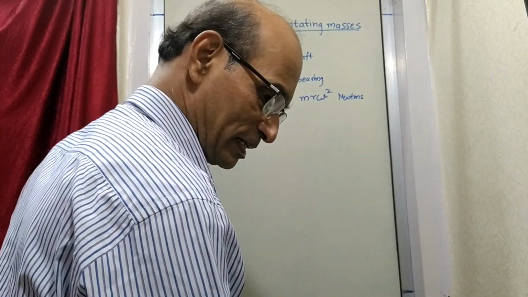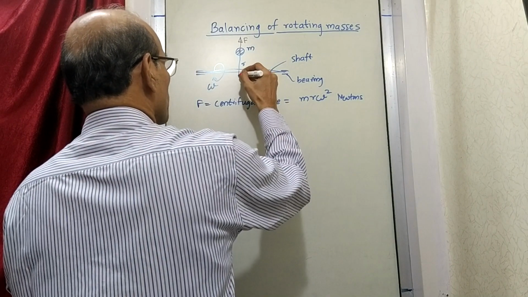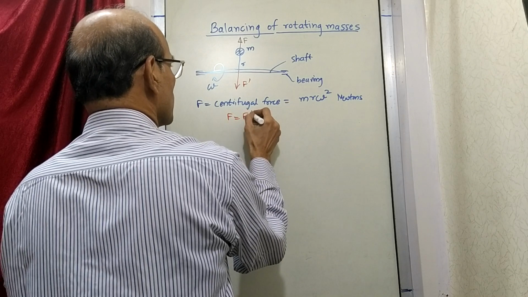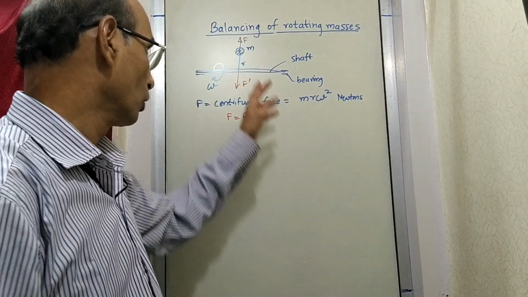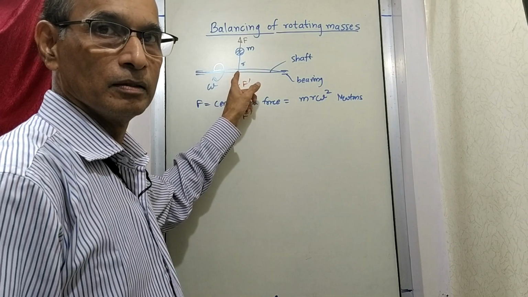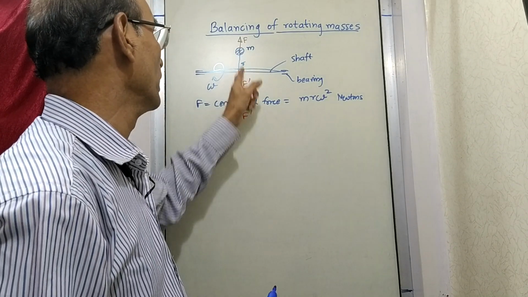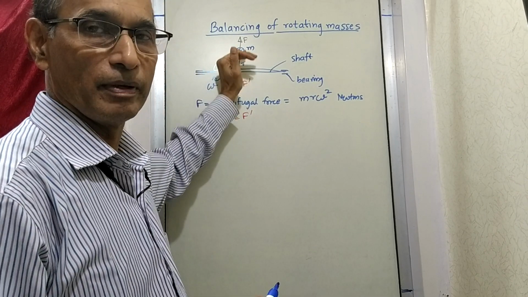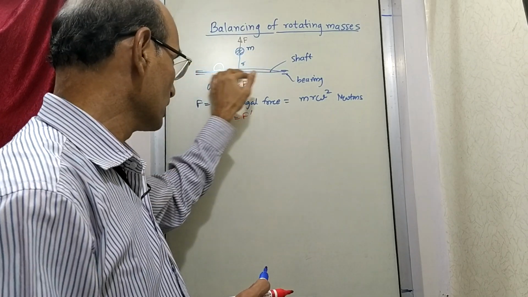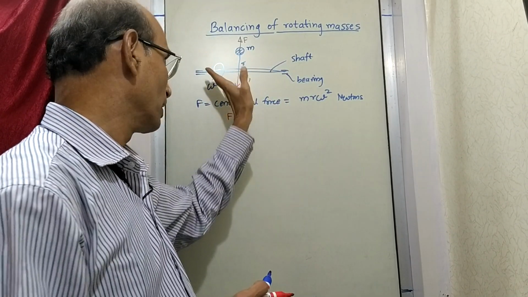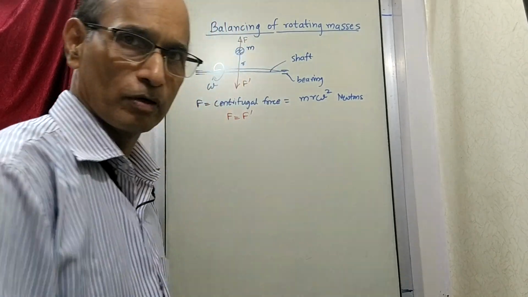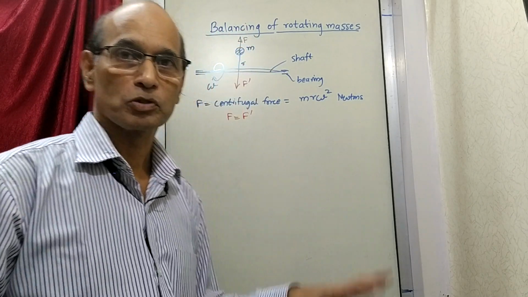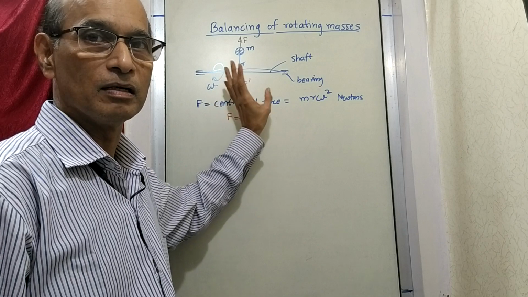That means on this side we are supposed to apply a force F dash, so that F is equal to F dash. So we apply another equal and opposite force at the same point whose magnitude is the same, F and F dash. Once you can do this, the shaft will not be experiencing any centrifugal force. So it will remain in a straight line. It will not have any deflection or deformation, or maybe any stress. So how to do that? That is what is called balancing. So for the purpose of balancing, we have to do something so that the balancing of the shaft will take place.